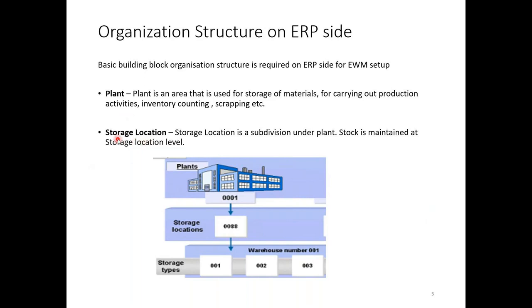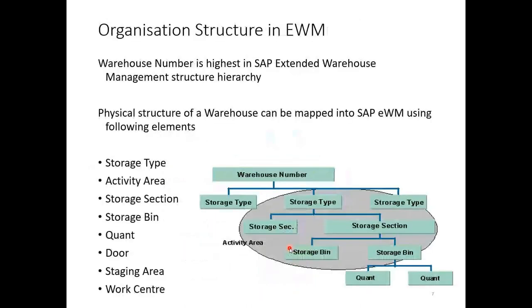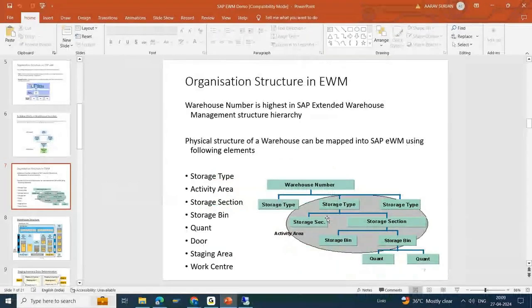And within the plant, you have a storage location. Storage location is where you are storing the product. In case of no EWM, you are storing it at the storage location level. But in case you have WM, then you have the storage location linked with the warehouse number. And if you have EWM, that warehouse number is linked to the EWM warehouse. So the purpose of EWM is that you are managing the inventory at the bin level. I will just explain how it works with and without EWM.